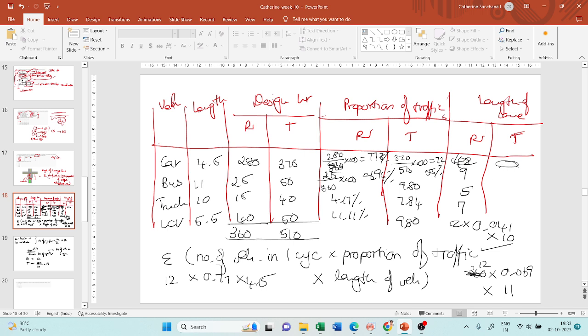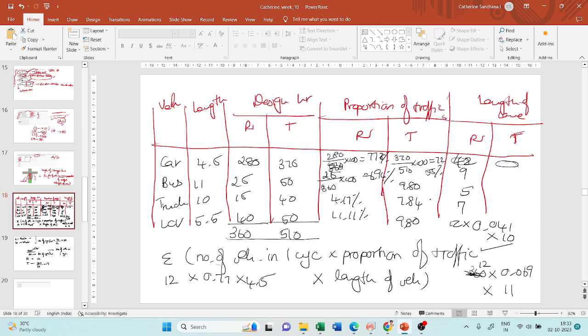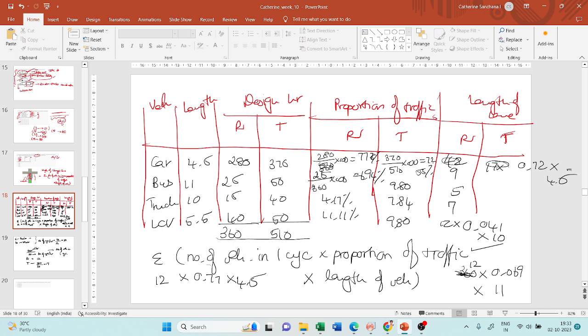So what is the number of vehicles in one cycle? It is 17. So 17 into the percentage proportion, which is 0.72, into length of vehicle 4.5. So this will give me 56. Similarly, you do the same thing for other vehicles also. So it will be 17 into 0.098 into 11 will give me bus.